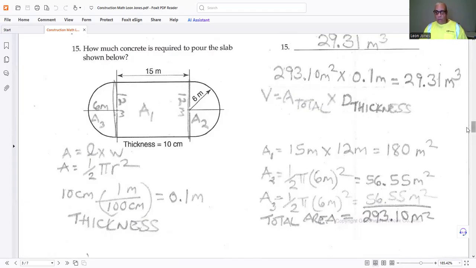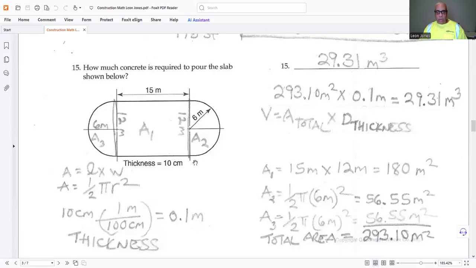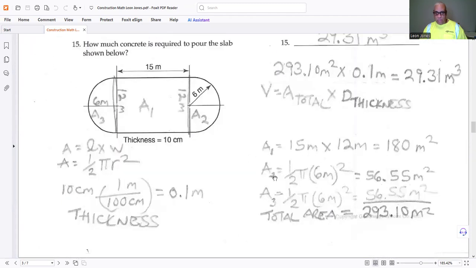So you have two areas right here. The first area is a rectangle, and I have 12 meters going across. Now, how did I get that 12 meters? Because when I'm dealing with the semicircle, this would actually be a radius and a radius, and that's where I got the 12 meters. So for my first area, I'm going to take 15 meters times 12 meters, and I get 180 square meters. So for my next area, I'm going to have 1/2 pi r squared with 6 meters, and I'm going to get 56.55.